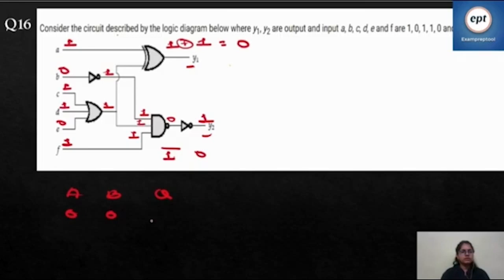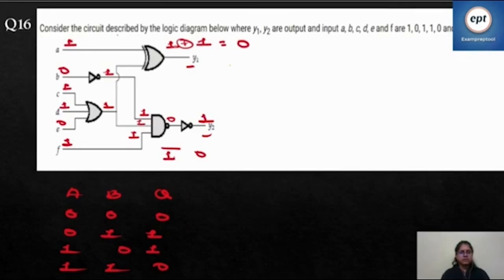So 0, 0, it will be 0. 0, 1, it will be 1. 1, 0, it will be 1. And 1, 1, it will be 0. So this is the logic gate truth table of XOR.